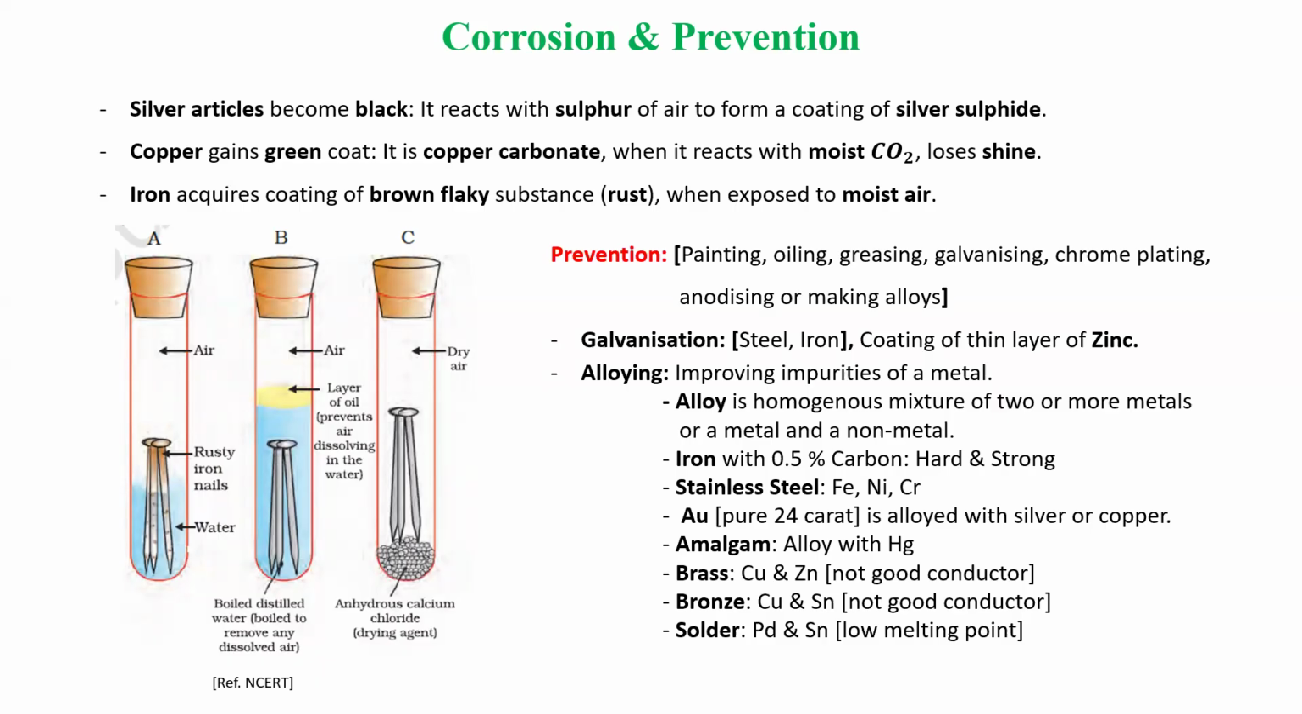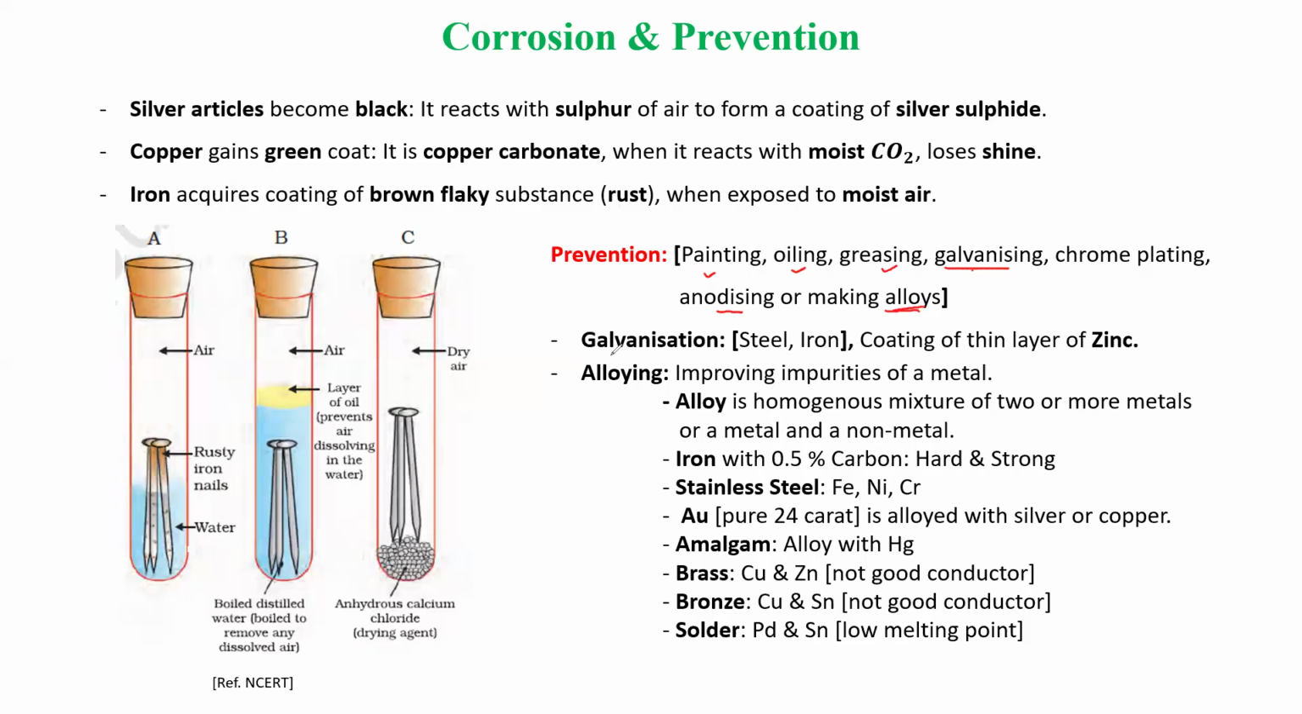Now, okay, how to prevent this? Even if rusting takes place, like we know, prevention is better than cure, am I right? So before itself, we have to prevent. So for that, various processes like painting, oiling, greasing, galvanizing are very important processes. Chrome plating, anodizing, and making alloys. So many alloys are available.